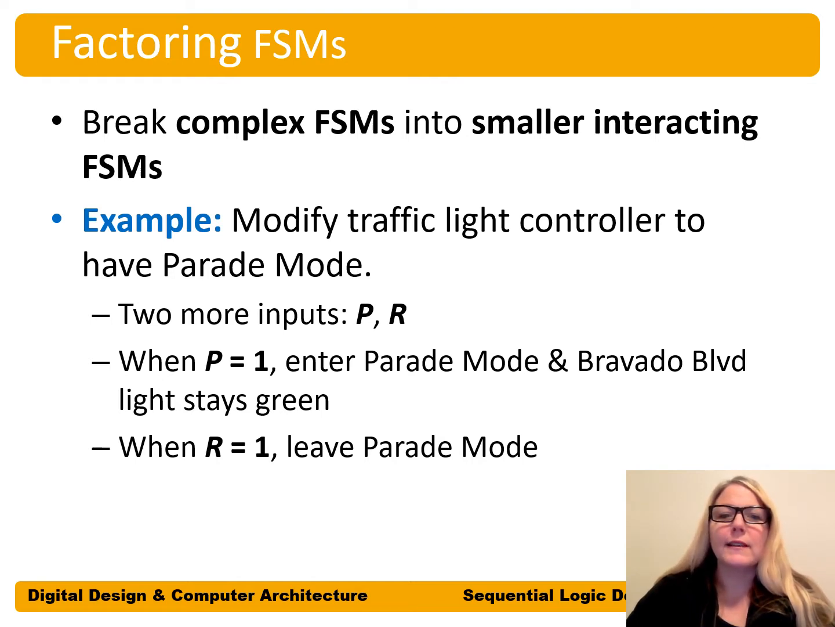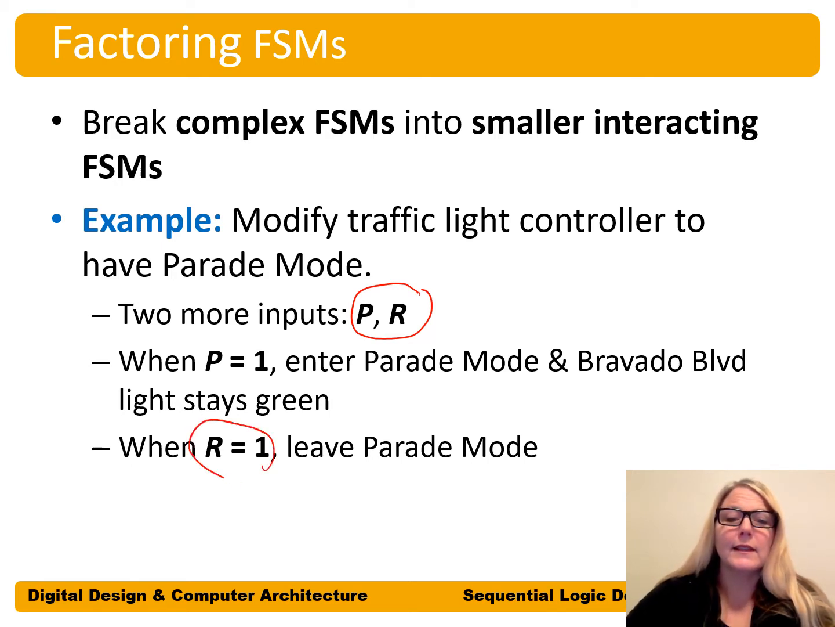So an example is, let's suppose we want to modify the traffic light controller that we built earlier to have a parade mode. So we're going to have two more inputs, P and R. When P equals 1, it enters parade mode, and Bravado Boulevard stays green because there's going to be a parade going down Bravado Boulevard. And when R equals 1, it's going to leave parade mode and go back into its regular operating mode.